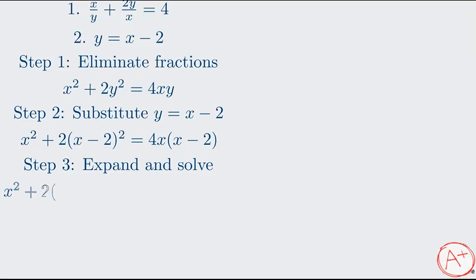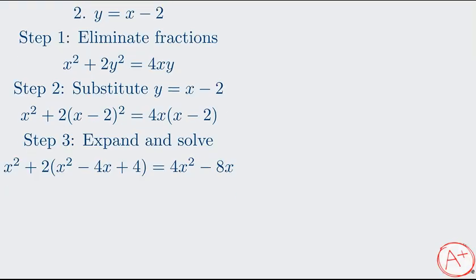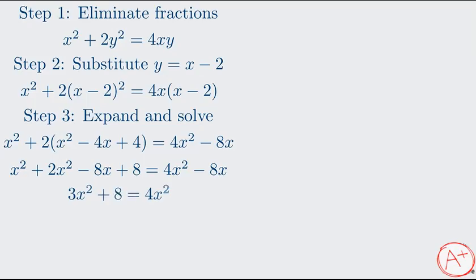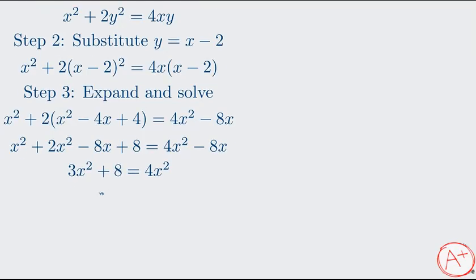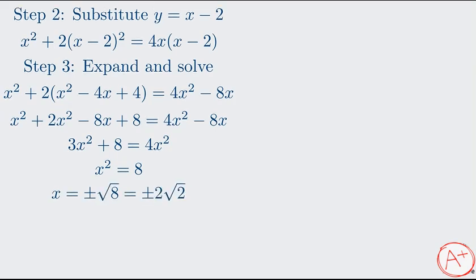x squared plus 2 times x squared minus 4x plus 4 equals 4x squared minus 8x. Expanding further, we get x squared plus 2x squared minus 8x plus 8 equals 4x squared minus 8x. Notice the minus 8x appears on both sides, so they cancel out. This simplifies to 3x squared plus 8 equals 4x squared. Subtracting 3x squared from both sides, we get x squared equals 8. So x equals plus or minus root 8, which is 2 root 2.